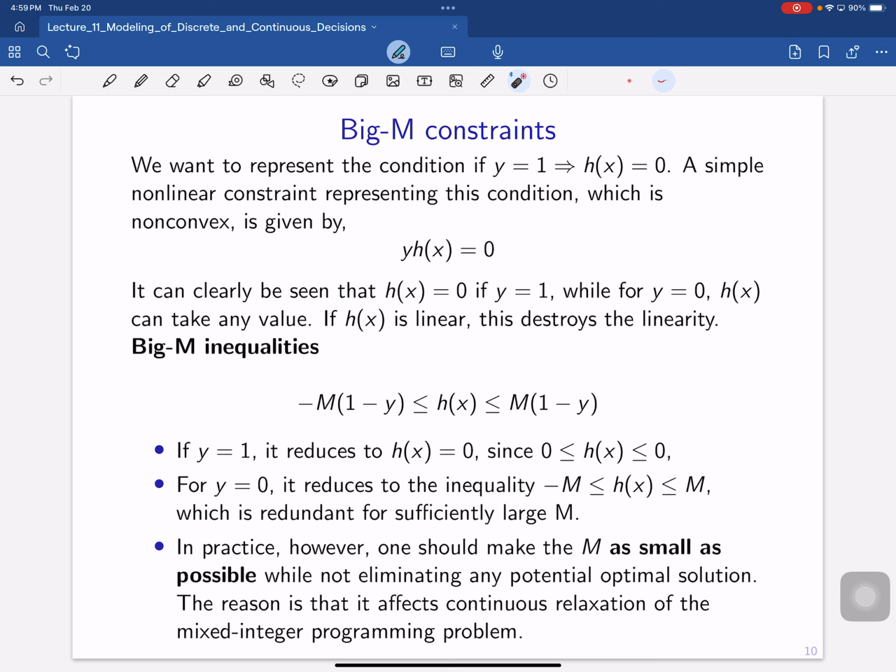But if a solver can only solve mixed integer linear programming problems, and h(x) is linear, you have to use this rather than this. Otherwise, the solver will not take a problem of that quadratic form.